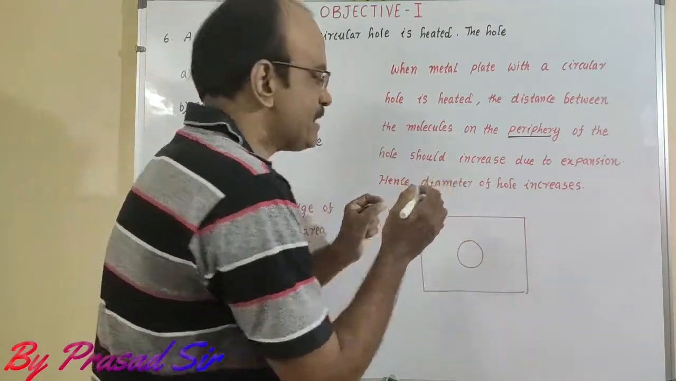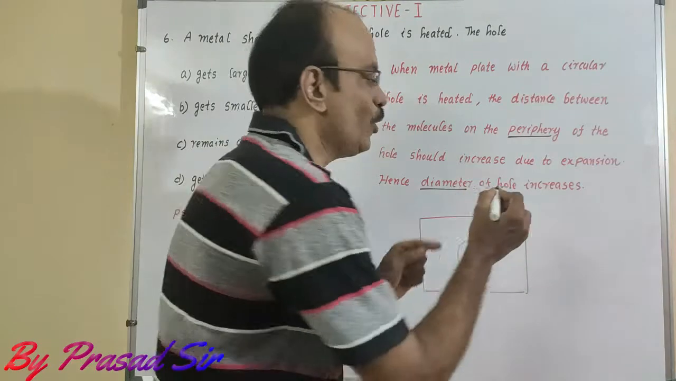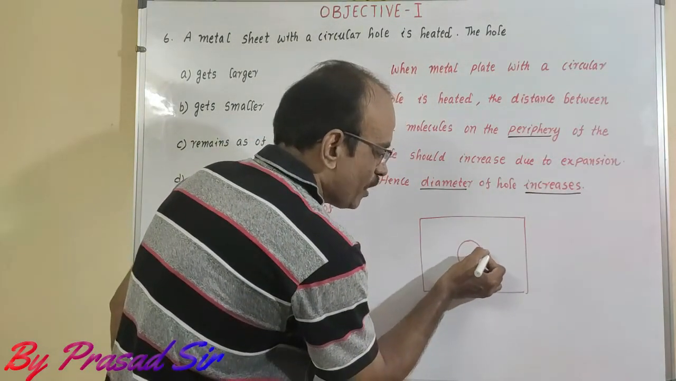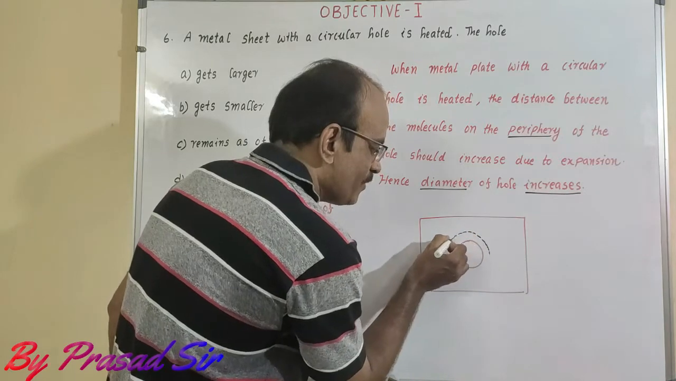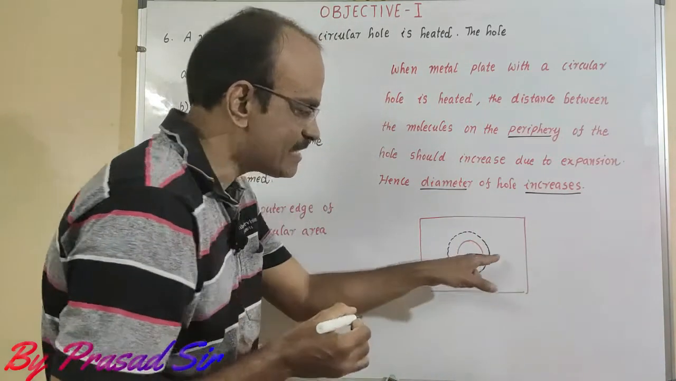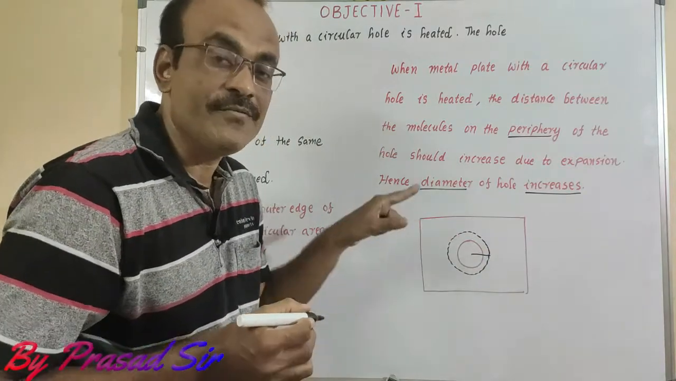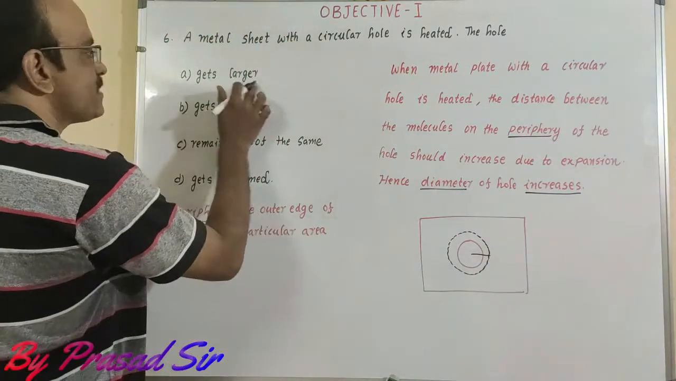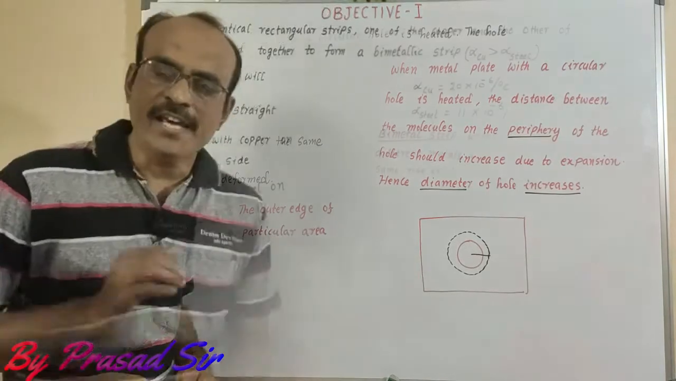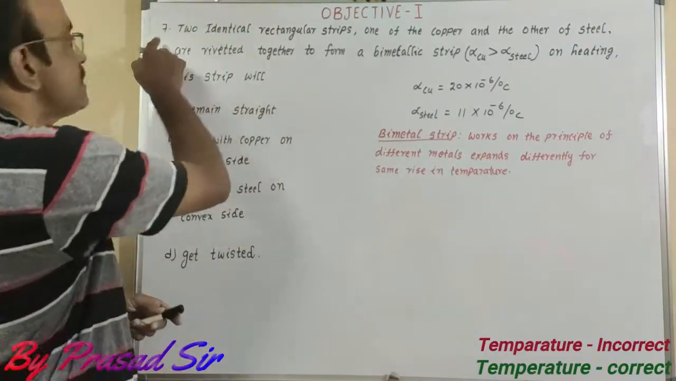Due to that, what happens here? The diameter of the hole increases. Diameter of the hole increases means the size of the hole increases. So which is the correct option here? Gets larger. That is the solution for question number 6. Here, question number 7.